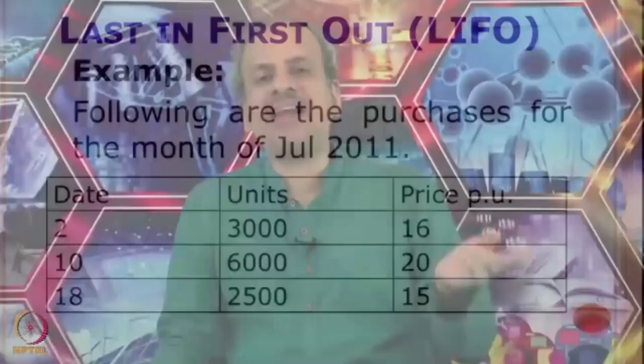Then you can get a comparative figure of stock under LIFO and under FIFO. Are you getting me? Okay. Now, LIFO is one extreme, FIFO is another extreme. In FIFO, the value of stock is normally higher, in LIFO it is lesser. There is one more method which acts as a via media, a midway.